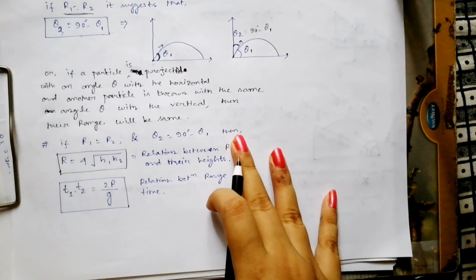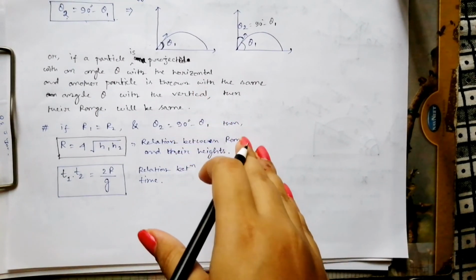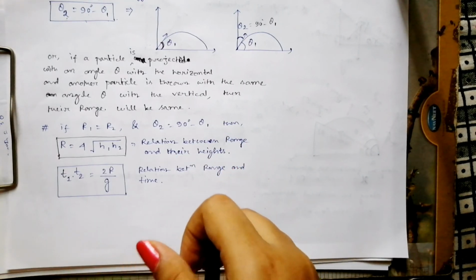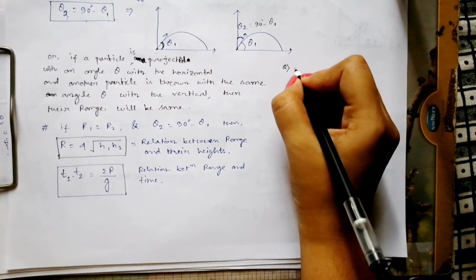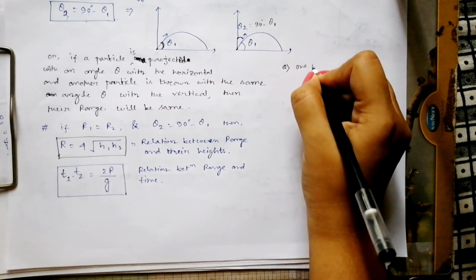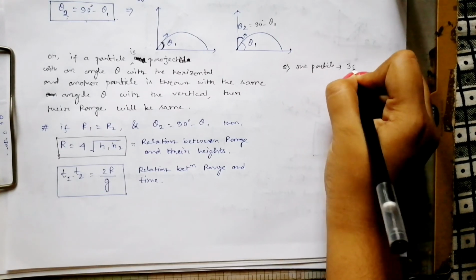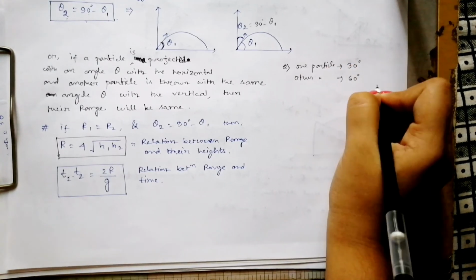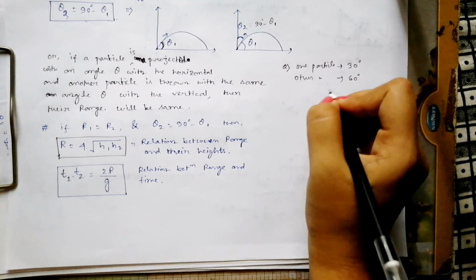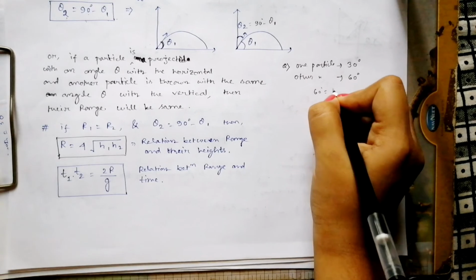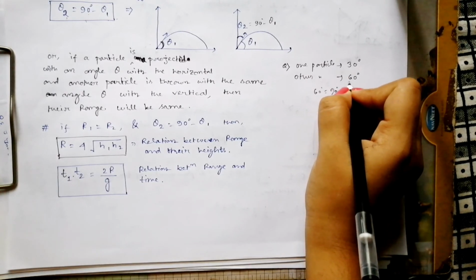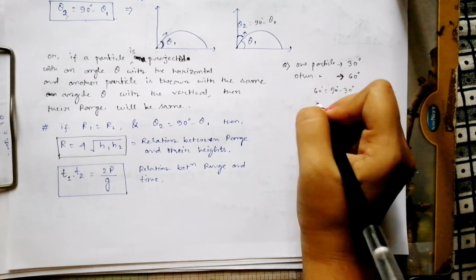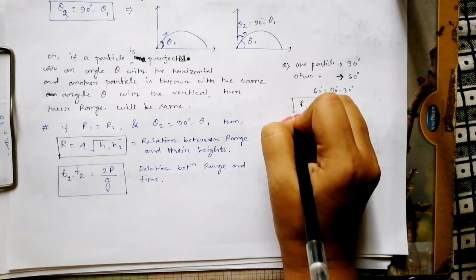Or vice versa, if it is given in the question that one particle is thrown with an angle 30 degree with the horizontal and the other particle is thrown with an angle 60 degree with the horizontal, then you can say that their ranges must be equal.